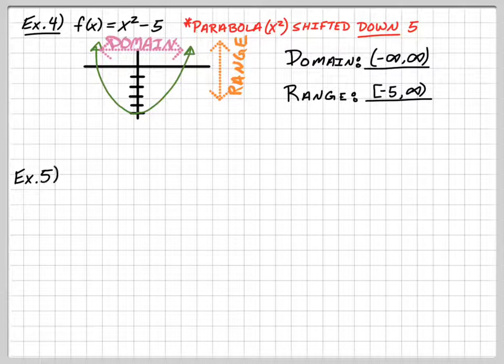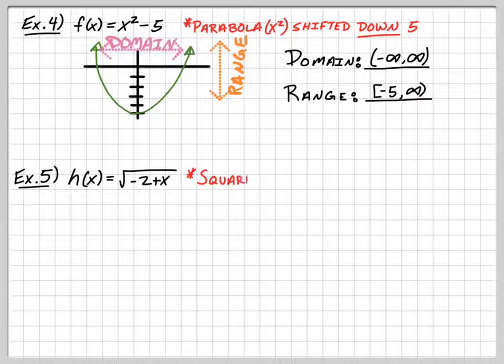Okay, so example 5. How about h of x equals the square root of x minus 2? So what's special about this graph? It's a square root function, I know. If you remember what a square root function looks like, it's like half a parabola that's been twisted and turned onto its side.